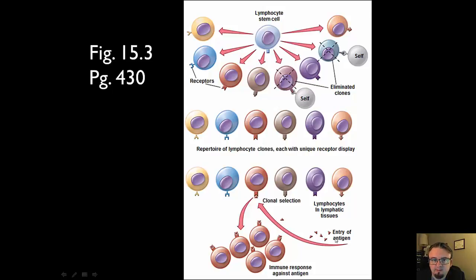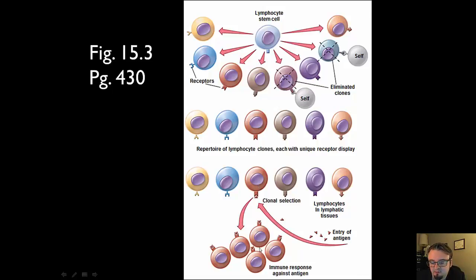Next, at some point, antigen is going to be presented, and there's going to be a specific interaction between that particular antigen and a particular lymphocyte with the matching receptor. When that particular receptor is triggered by the antigen, that one particular lymphocyte is now going to expand itself.